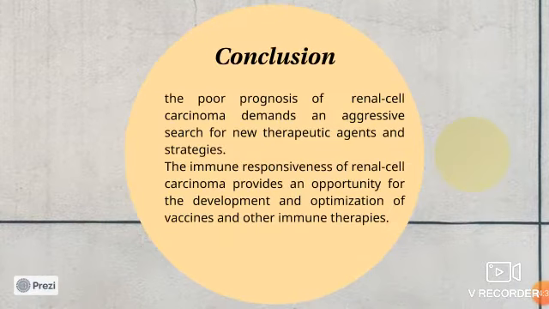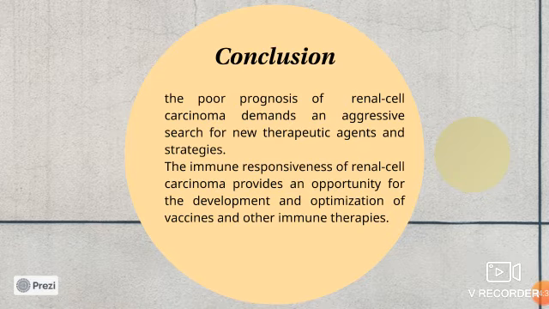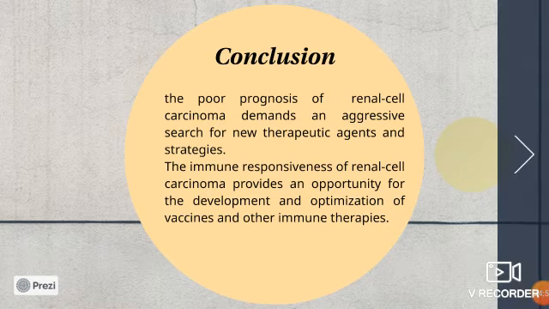Conclusion. The poor prognosis of renal cell cancer demands an aggressive search for the new therapy agents and strategies. In immune responses of renal cell carcinoma provides of opportunity for development and optimization of vaccines and other immunotherapies.